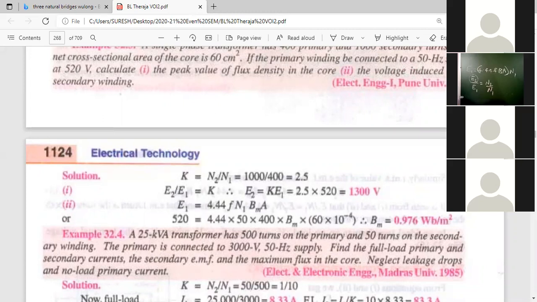Yes. The second bit is the voltage induced in the secondary winding. The voltage induced in the secondary winding is E2. That's all about this problem. Completed.